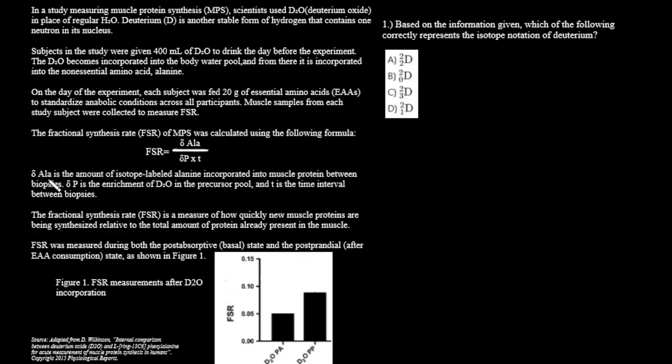Delta ALA is the amount of isotope labeled alanine incorporated into muscle protein between biopsies. Delta P is the enrichment of D2O in the precursor pool, and T is the time interval between biopsies. The fractional synthesis rate, FSR, is a measure of how quickly new muscle proteins are being synthesized relative to the total amount of protein already present in the muscle.